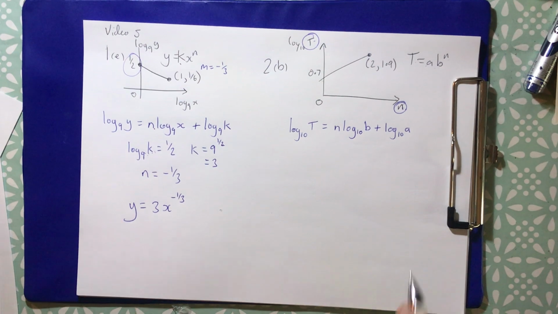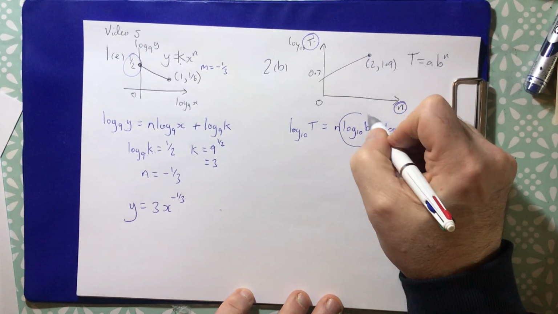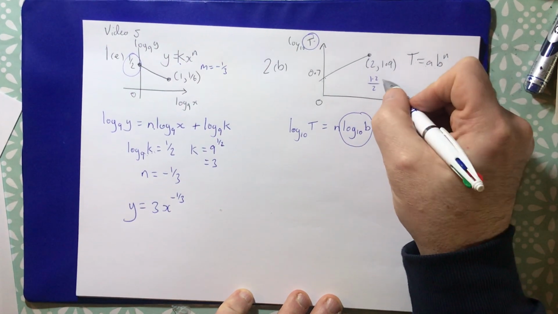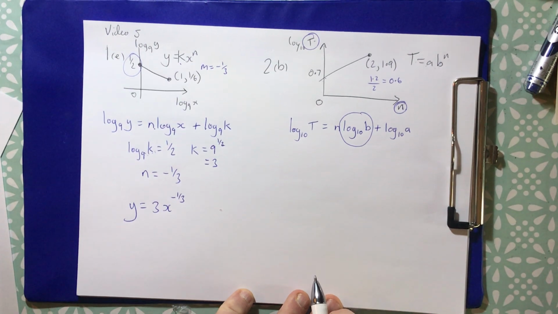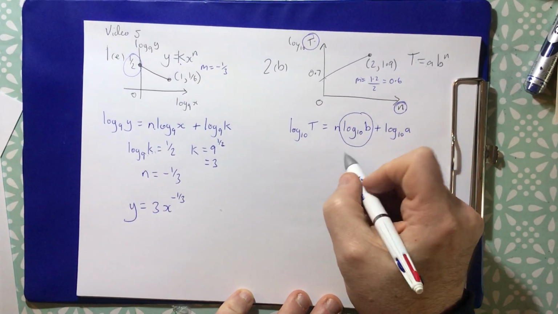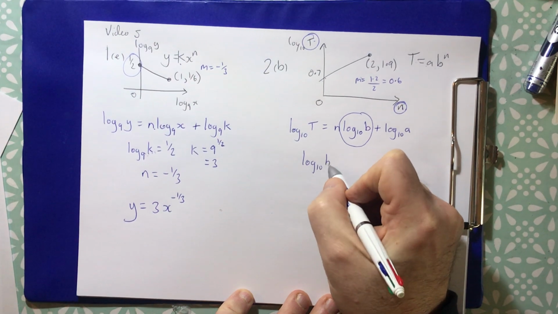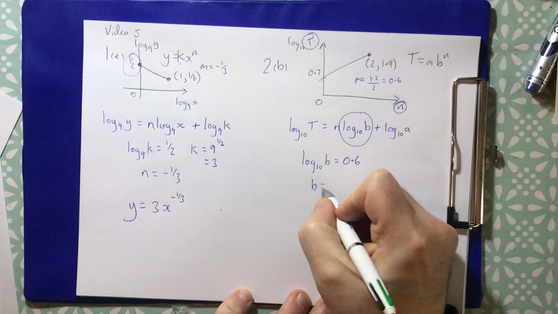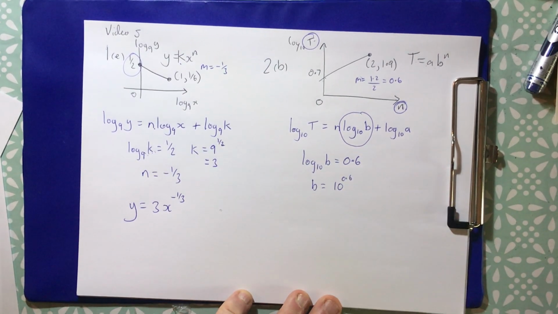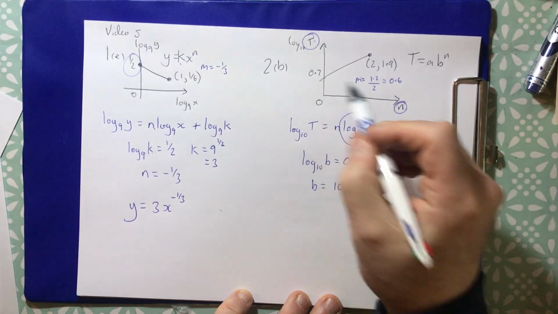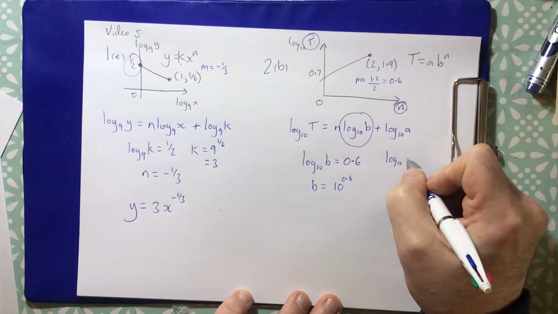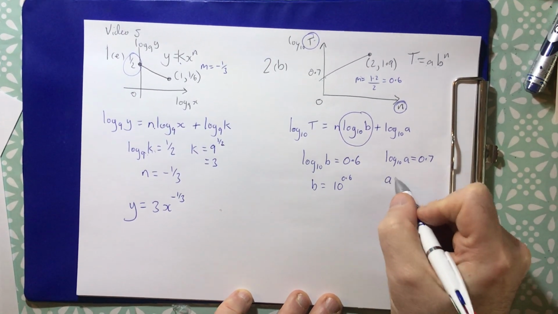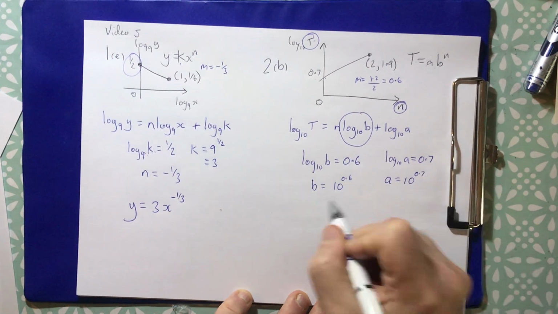Okay? So this time, that is the same as our gradient. Well, look, it's gone up 1.2 for 2 across, so it's 0.6. Okay, that's our gradient. So we've got log to the base 10 of b equals 0.6. So b is 10 to the power 0.6. We also know where it crosses, so log to the base 10 of a is equal to 0.7. So a is going to be 10 to the power 0.7.